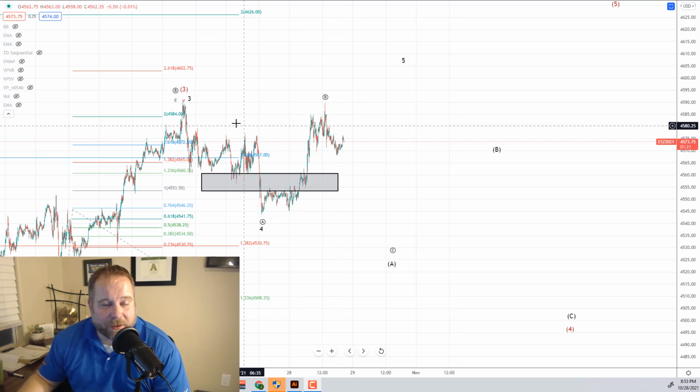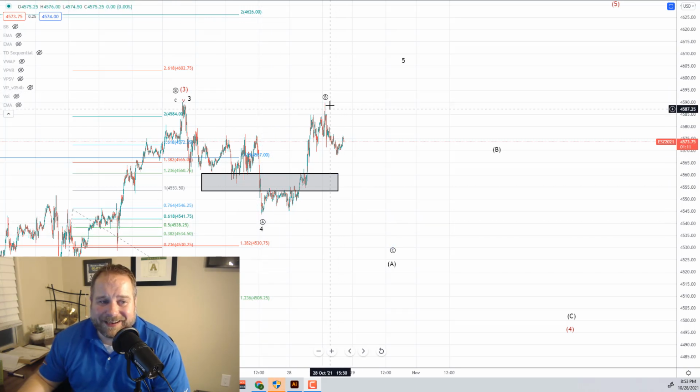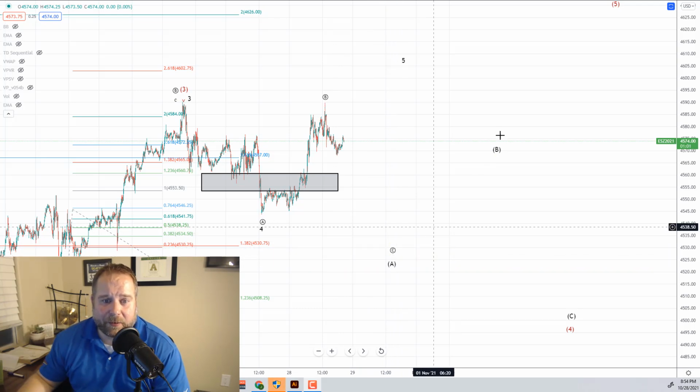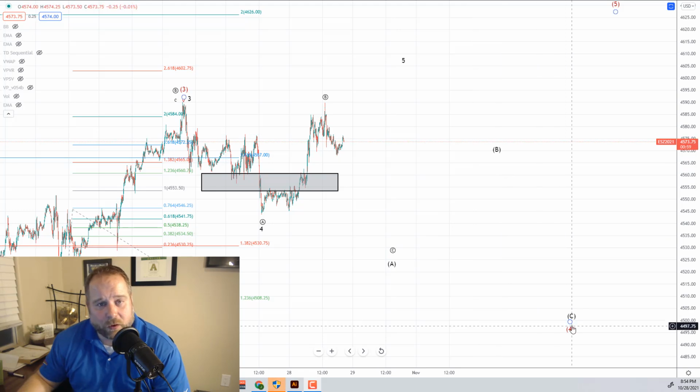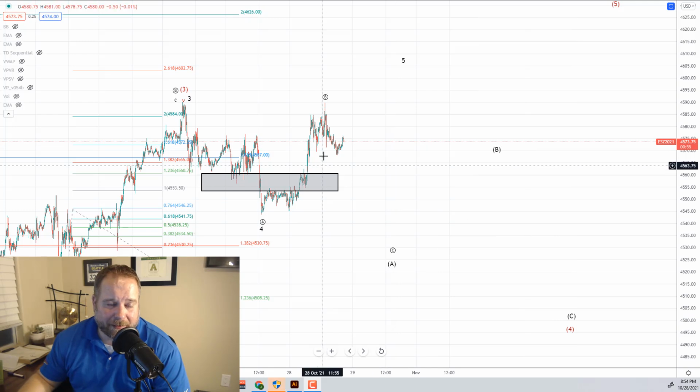So the first path we're going to track is the one we were already tracking, which is the corrective structure. The move down yesterday to the bottom was A down. We're calling this move just under the high the B wave up. And then we're looking for a C wave down here to about 45.30 that would complete wave A of the correction. After that, we would look for the B bounce and the C wave down toward about 4,500. So that is the first path we could be tracking.